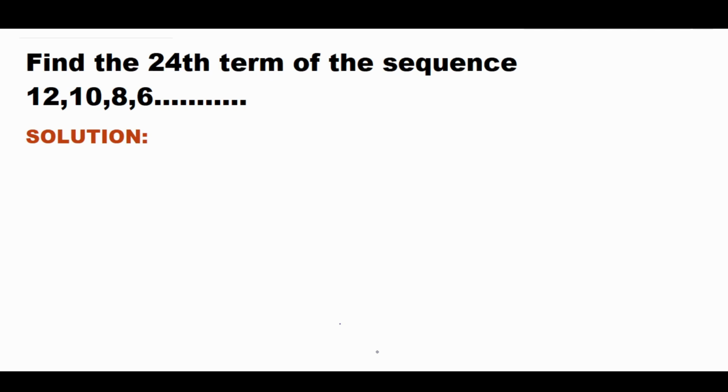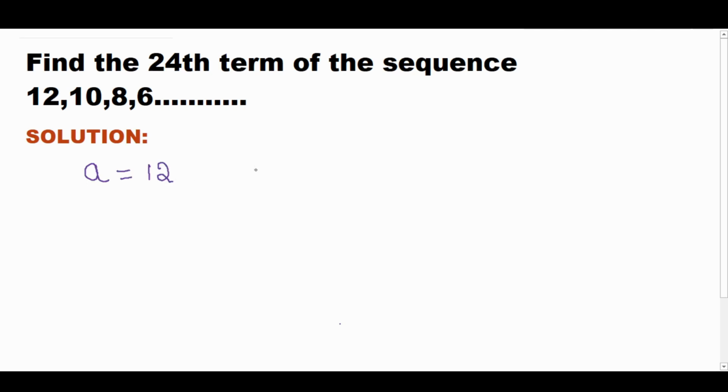Let's begin the problem. So we need to find the 24th term here and we have a sequence 12, 10, 8, 6 and so on. The first part is to write whatever is given in the problem. We have the A term. What is the A term here? A term is nothing but the first term and it's 12.